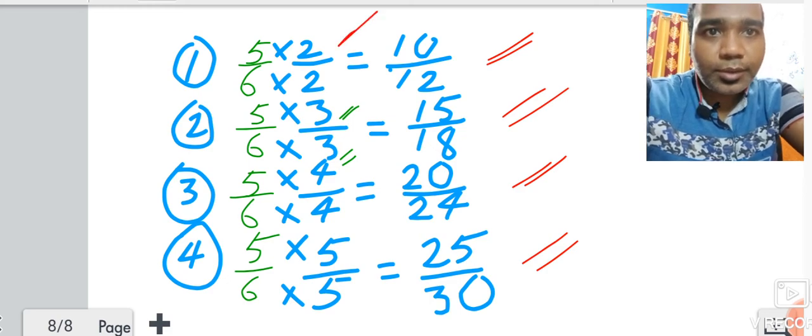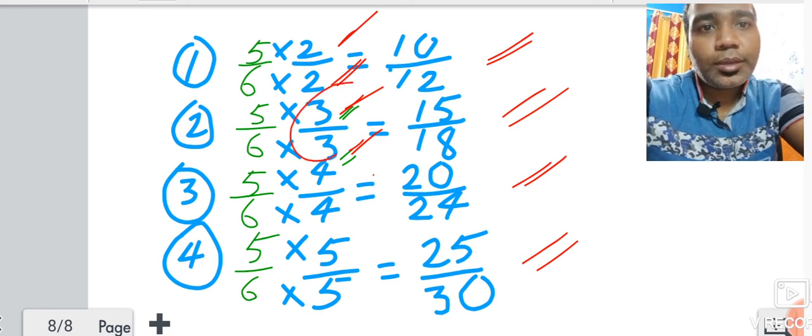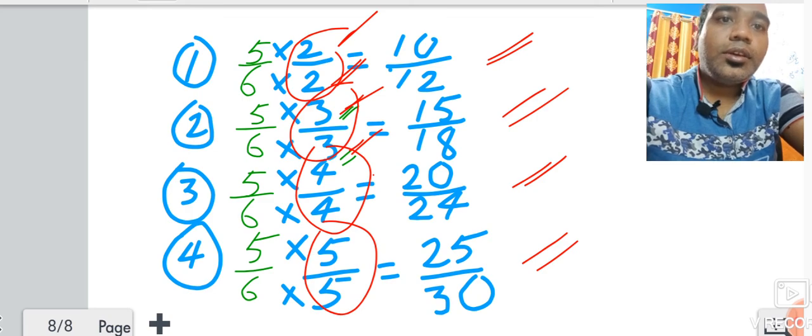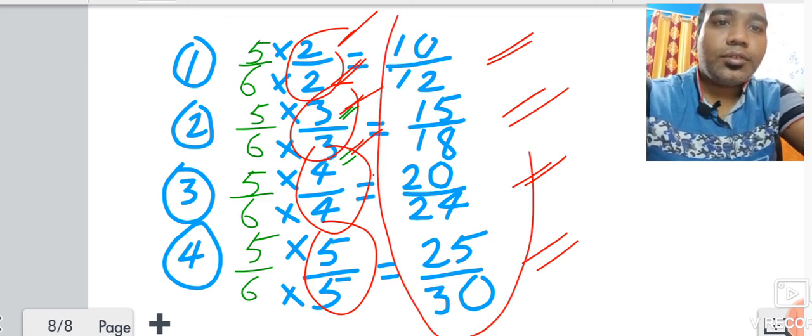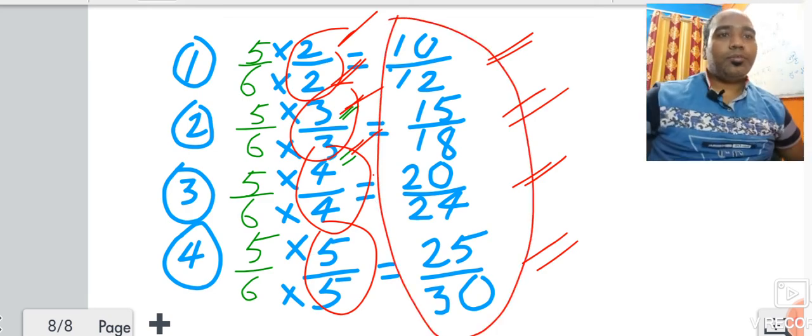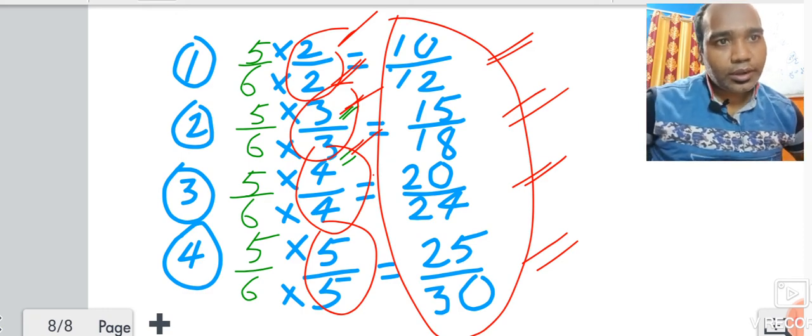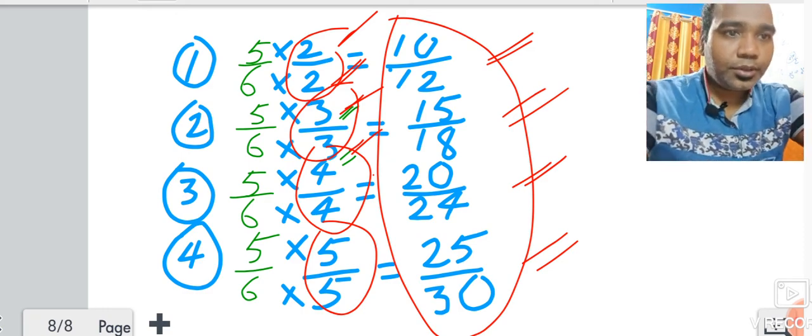What have we done? In the numerator we are multiplying 2, then in the denominator also we are multiplying 2. In the numerator we are multiplying 3, then in the denominator also. So numerator and denominator you have to multiply by the same number. Okay, then you will get the equivalent fraction. Got it? I hope this is clear to you. So you can write the equivalent fraction.